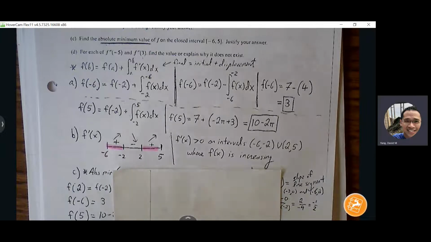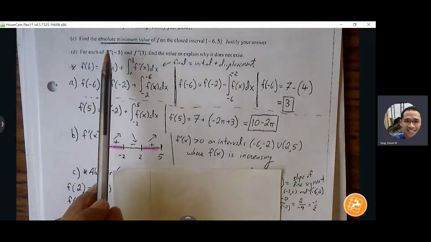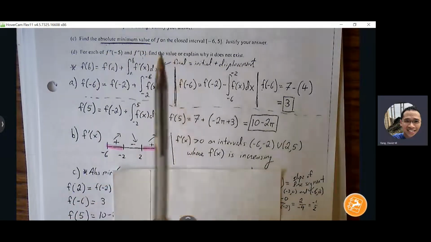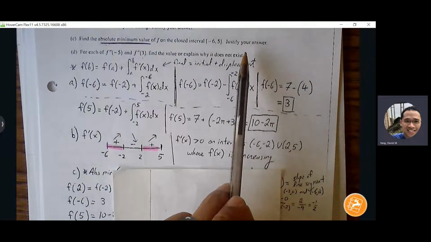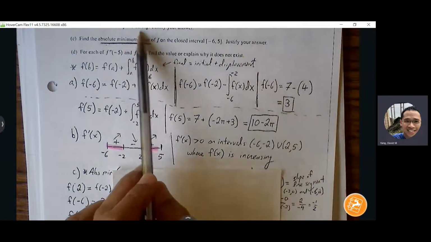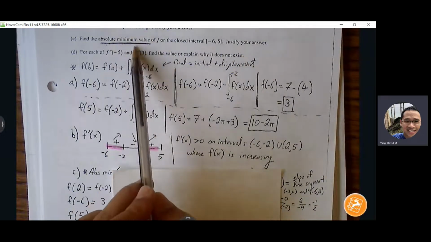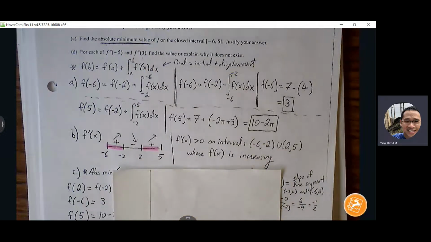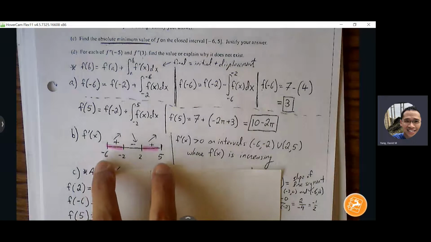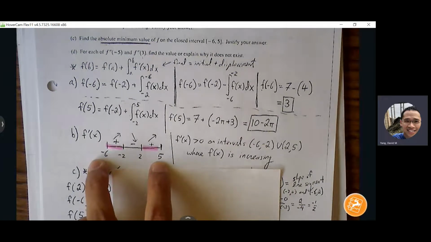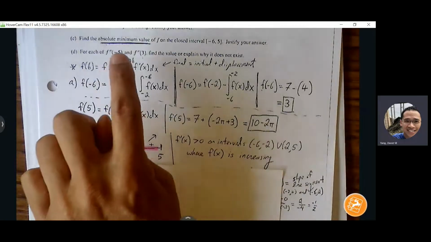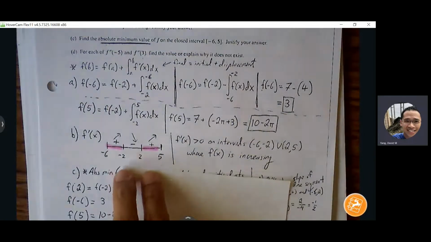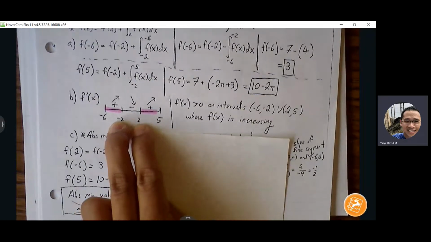Okay, part C. Find the absolute minimum value on the closed interval from negative 6 to 5 and justify your answer. So absolute minimum value should remind us that we have to involve the extreme value theorem, right? Extreme value theorem says test endpoints and test critical points. So we definitely want to figure out the value of the function at negative 6 and 5. But we're asking for absolute minimum values. So do we need to test both negative 2 and 2, since these are both critical points?